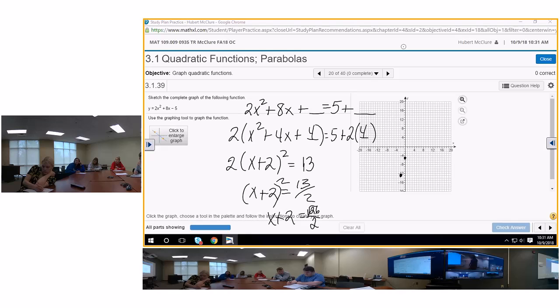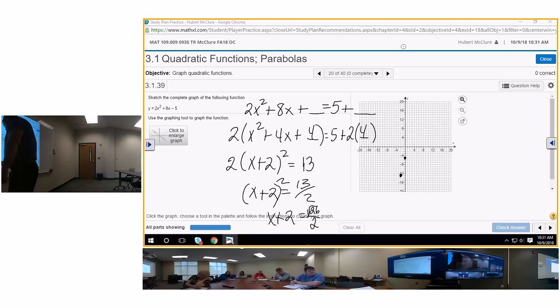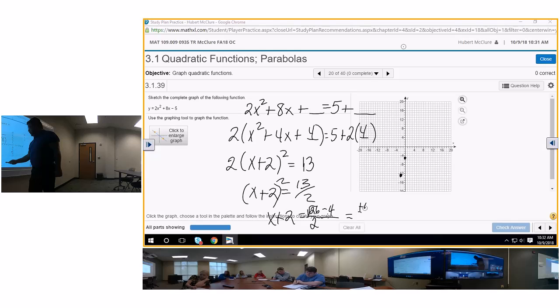And then 2 is going to be 4 over 2. So x is going to be equal to the square root of 26 minus 4 over 2. And the square root of 26 is going to be what? 5.1? Positive or negative 5.1, minus 4 over 2. 5.1 minus 4 is going to be 1.1, and that's going to be 0.55.